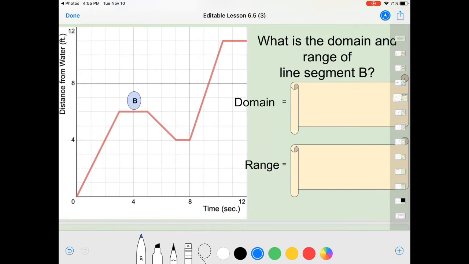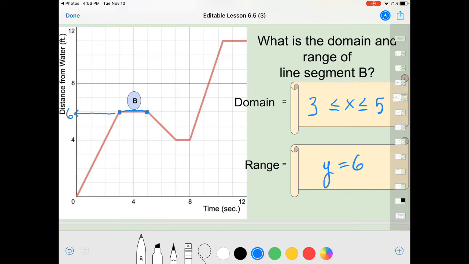How do we write the domain and range of this same line segment? So what are the x values of this line segment? The smallest x value of just this segment is 3. The largest one is 5. And then the range talks about our y values. The y values here are both when y equals 6. So our range here is just y equals 6.